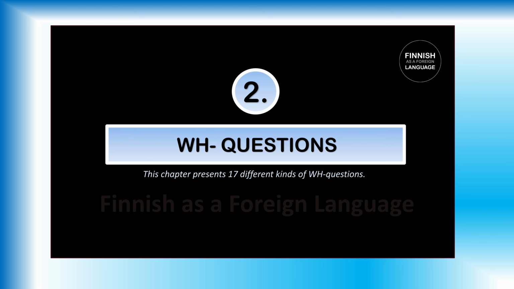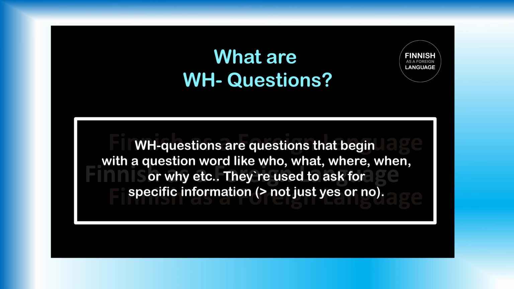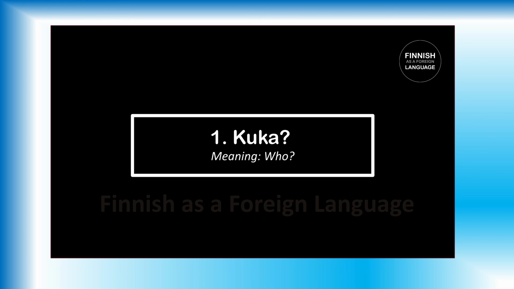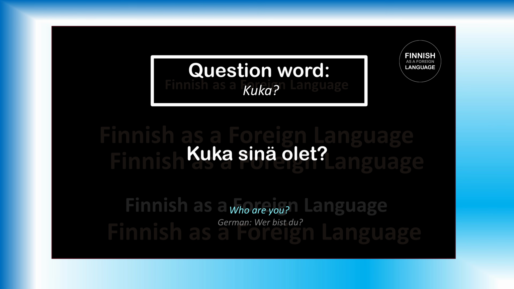Alright, now let's move on with the next chapter, the WH questions. WH questions are questions that begin with a question word, like for example, who, what, where, when, or why, and are usually used to ask for specific information, not just yes or no. Our first question word is kuka, which means who. Let's take a look at 2 examples. Our first one is kuka sinä olet means who are you? Kuka means who and sinä olet means you are. Kuka sinä olet? Who are you?